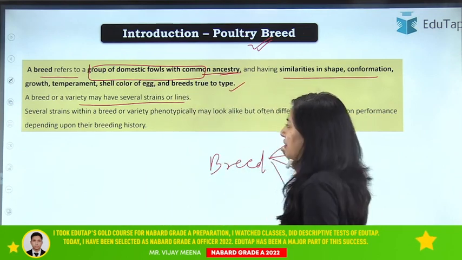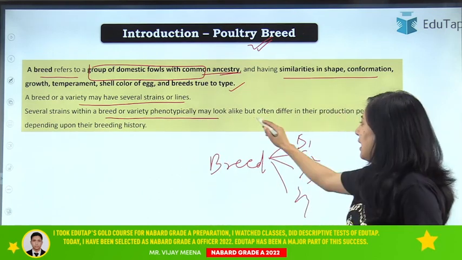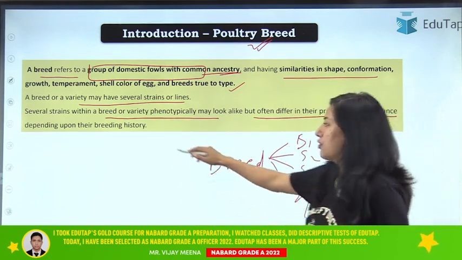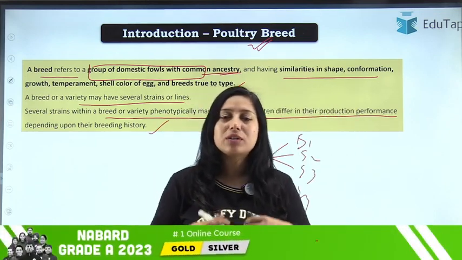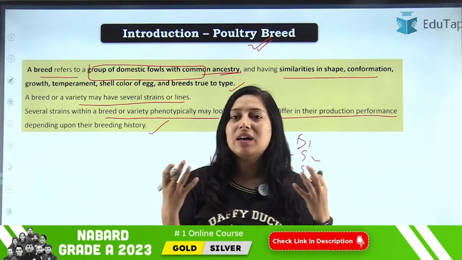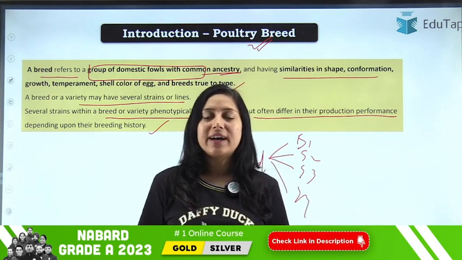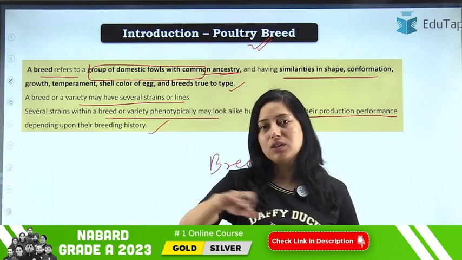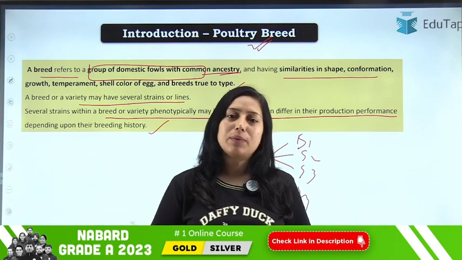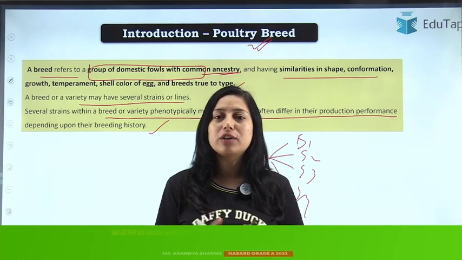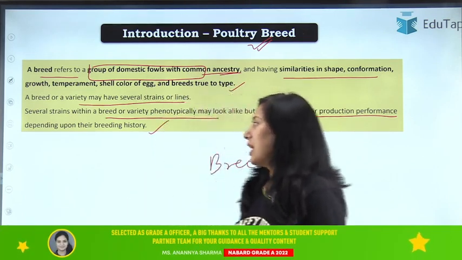So this breed can have different strains, and the several strains within the breed or variety phenotypically may look alike but often differ in their production performance depending upon their breeding history. So according to the breeding system followed, these strains can differ. All strains can look phenotypically similar, but their performance, their productivity may differ according to the breeding system that is followed to develop that particular strain. Clear? So that was about the breed.